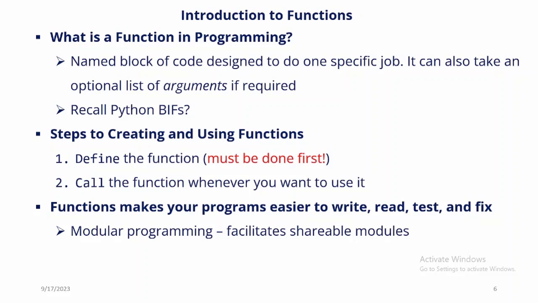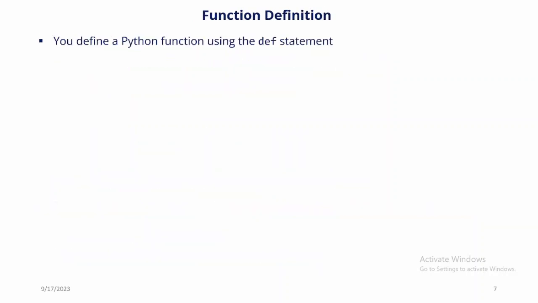Now these modules can be shared. You can also create your own modules that can be shared. That's what I mean by modular programming, facilitating shareable modules. From all what I'm saying, you can also see that modular programming facilitates reusable code. So you create these functions, you keep them there in a library. Whenever you need them, you can pull them out, put them together, and you assemble a computer program or a software. Now let's look at the first part, which is function definition.